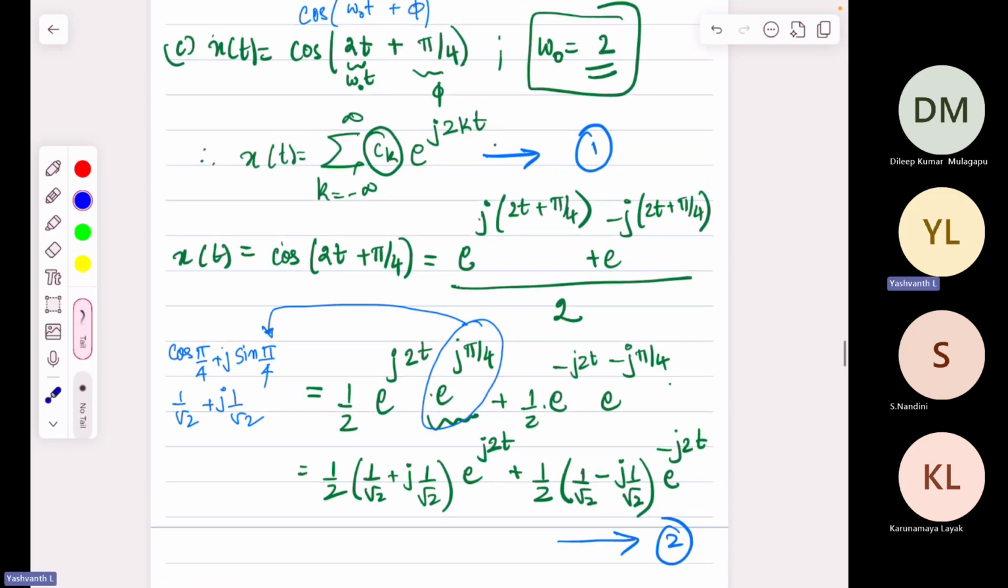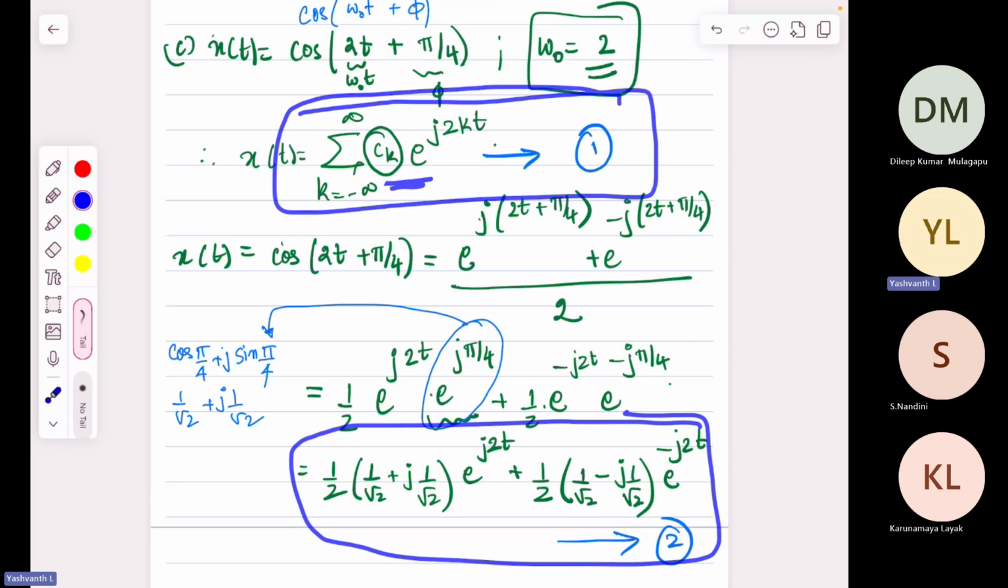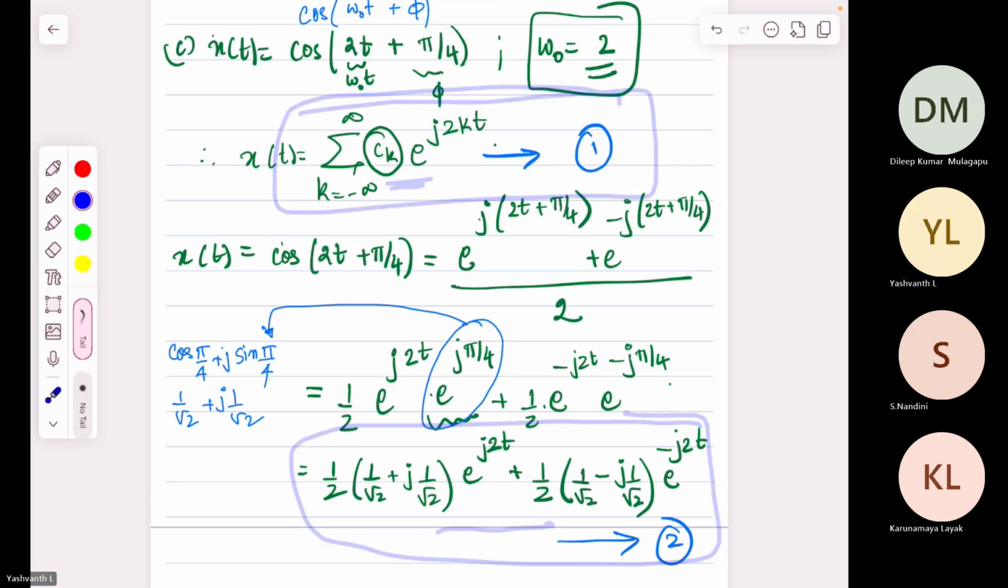Okay, now tell me, compare this equation 2 and compare equation 1. Can anyone tell me what values of Ck are non-zero and what are their values?